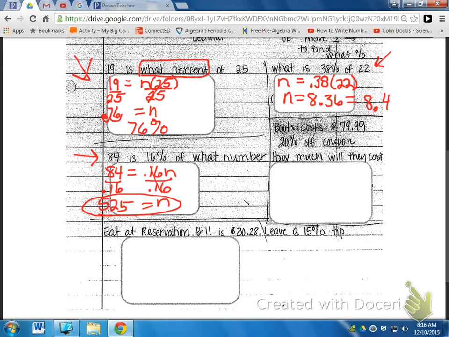Okay, so now we're going to try to do a little bit of a word problem here. It says boots cost $79.99. And I'm lucky I've got a 20% off coupon. That's awesome. I get to take 20% off. How much will they cost?